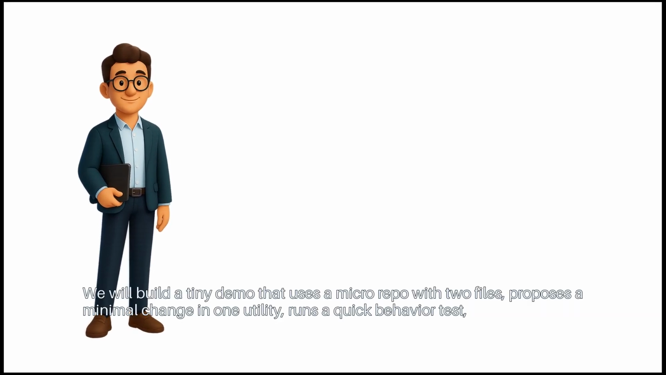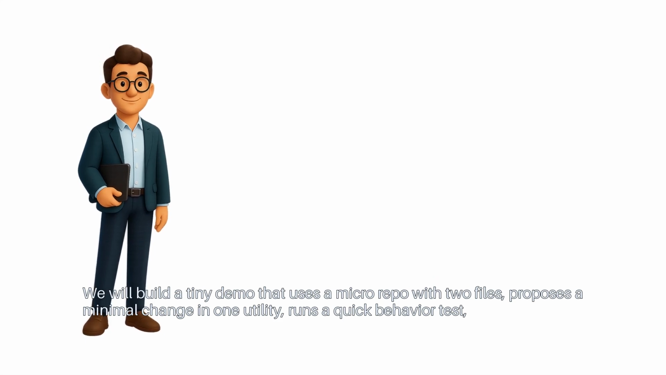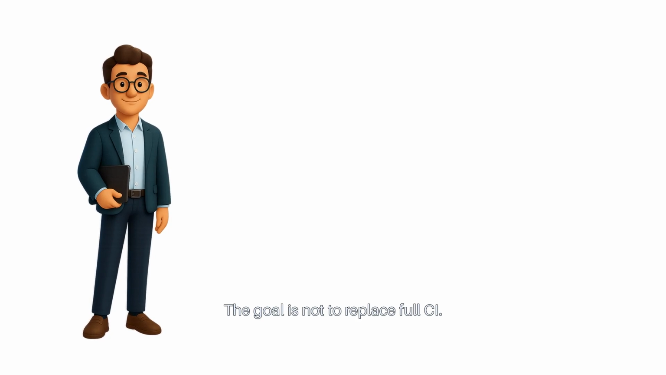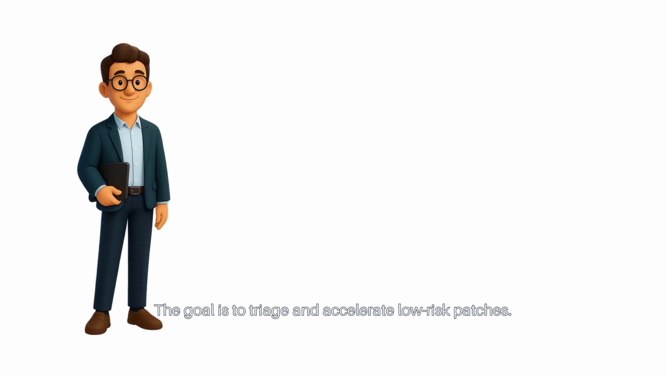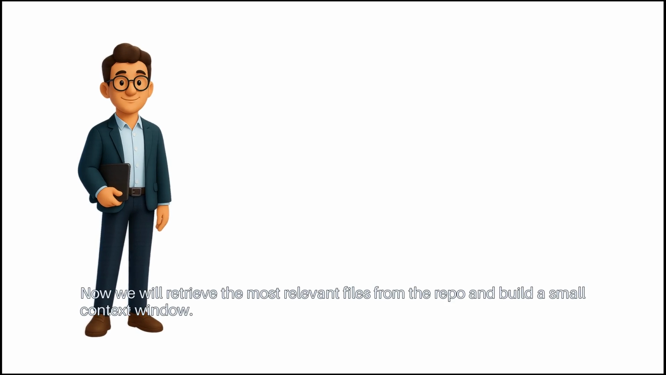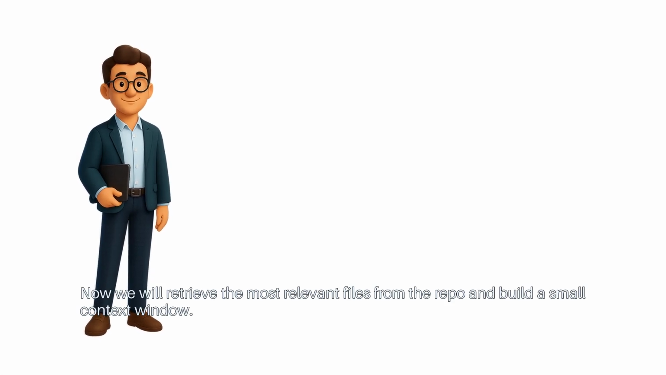We will build a tiny demo that uses a micro repo with 2 files, proposes a minimal change in one utility, runs a quick behavior test, and reports a risk number. The goal is not to replace full CI. The goal is to triage and accelerate low-risk patches. Now, we will retrieve the most relevant files from the repo and build a small context window.